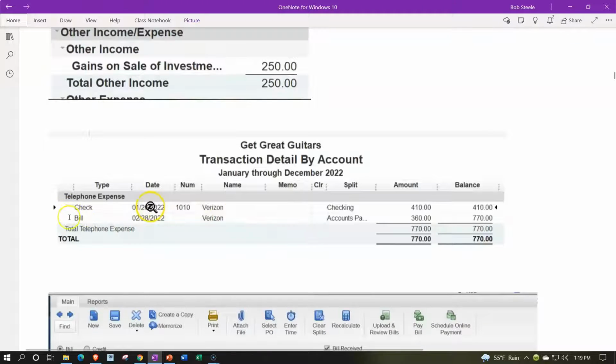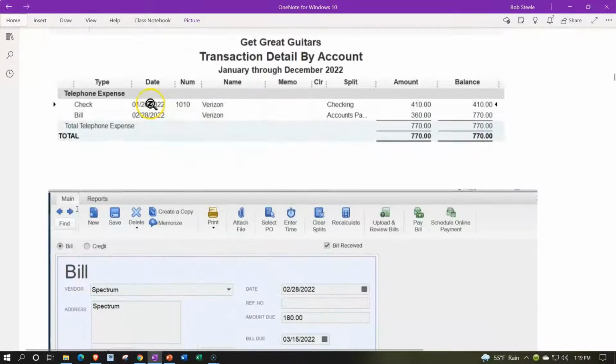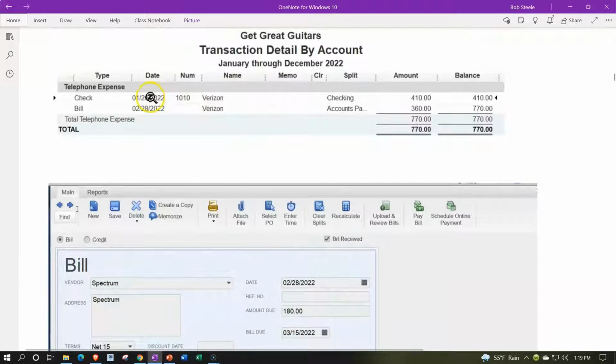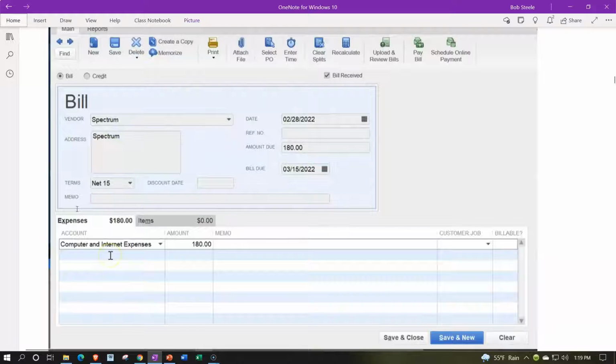Last month we had a check. This time we had the bill. Both of those forms would be the same on the income side of things, recording the expense. On the balance sheet side, they would be different: the check decreasing the checking account, the bill increasing the liability.